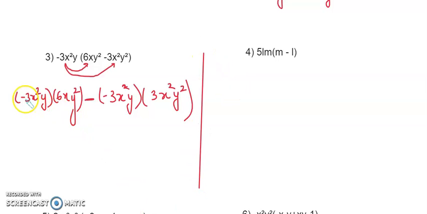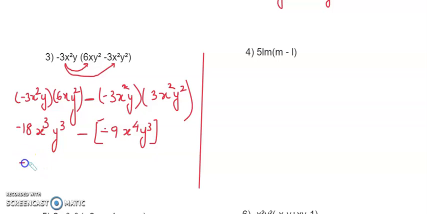Now, what will happen? Minus 3 into 6 will be minus 18. X square and x, add the powers. Y and y square, add the powers. Then minus 3 and minus 3 and plus 3 will be minus 9. X square and x square is x raised to 4, y cube. So this will remain as minus 18 x cube y cube, but here it will be a minus into minus. Minus into minus will become a plus 9 x raised to 4 y cube.